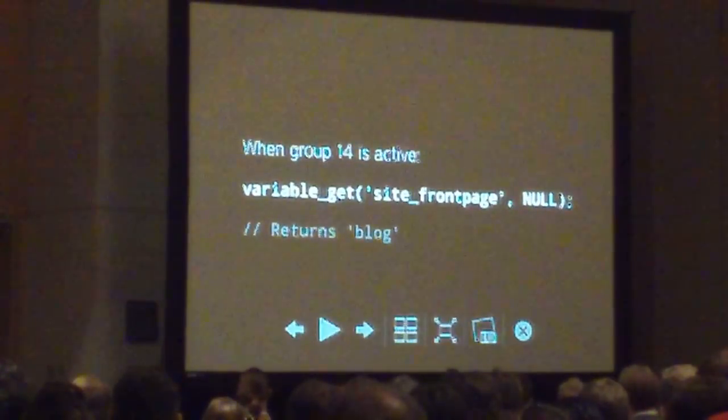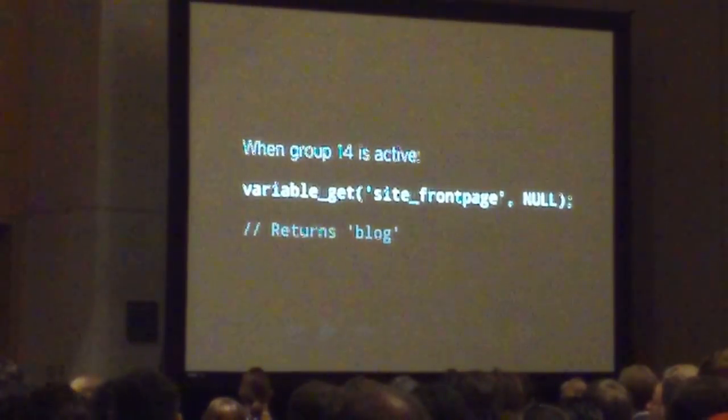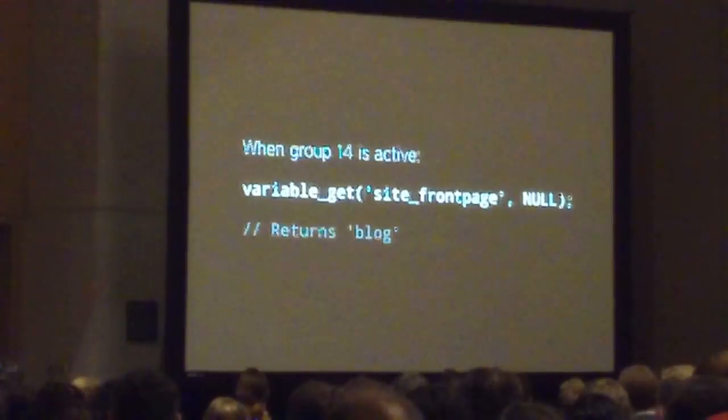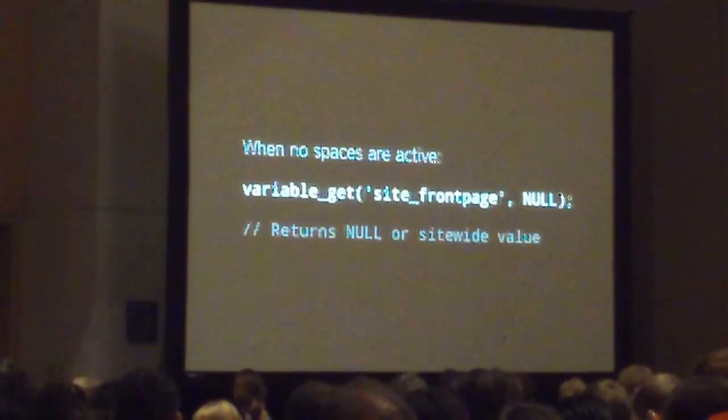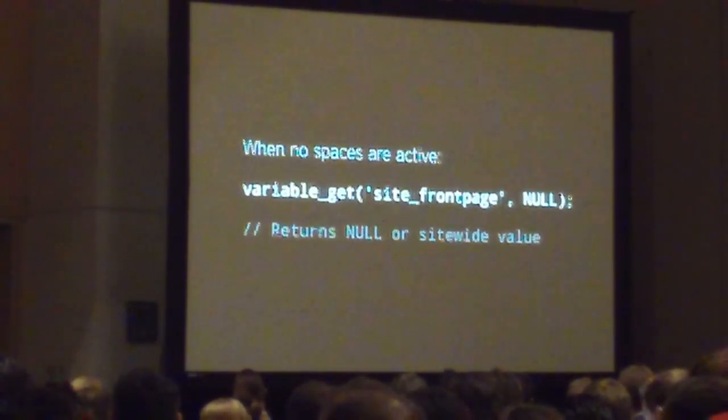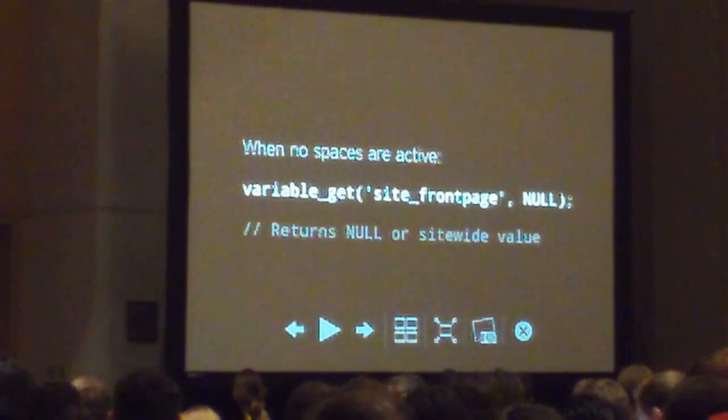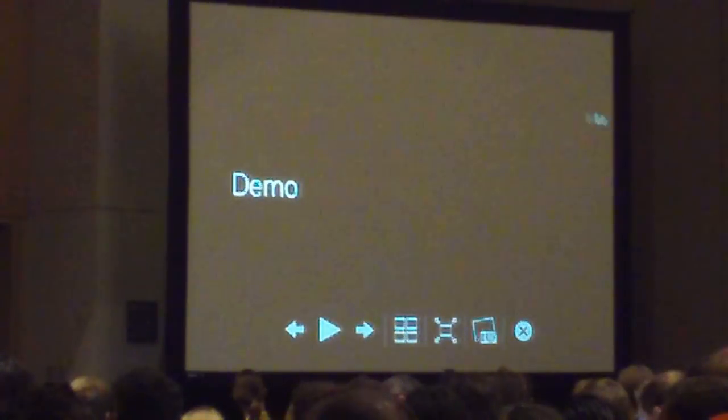What that means in code is that if I do a variable_get of site frontpage when that group is active, I'm going to get blocked back. But when no spaces are active, I'm going to get null or the site-wide value, say node. So I'm going to demo this for you in a second.